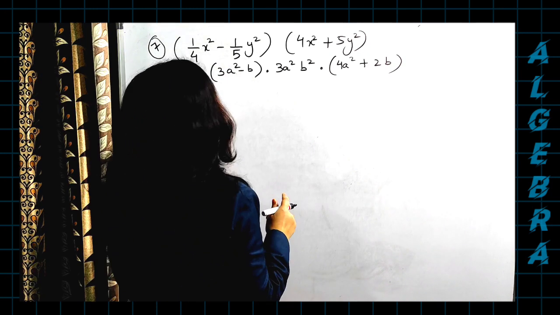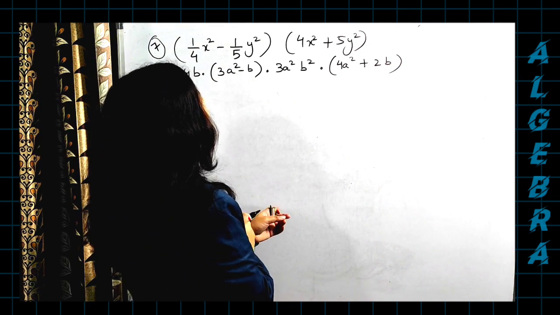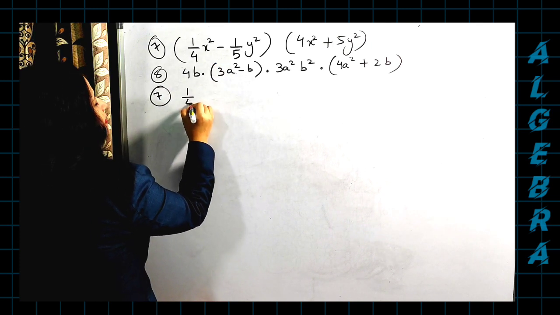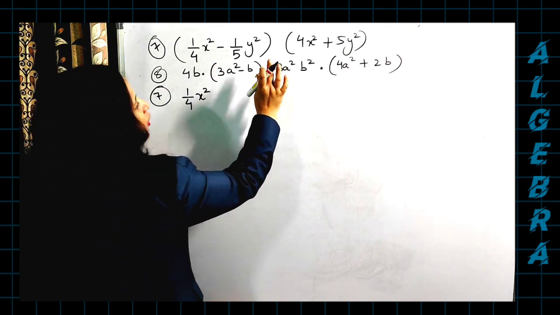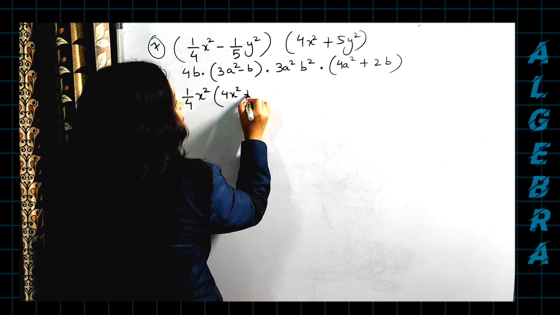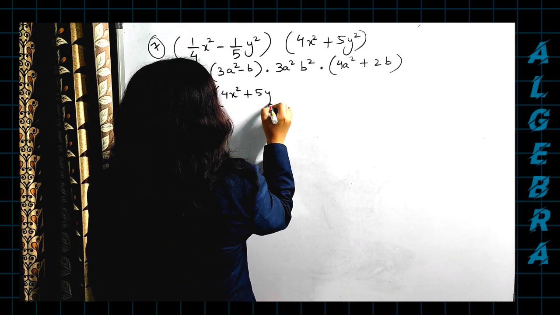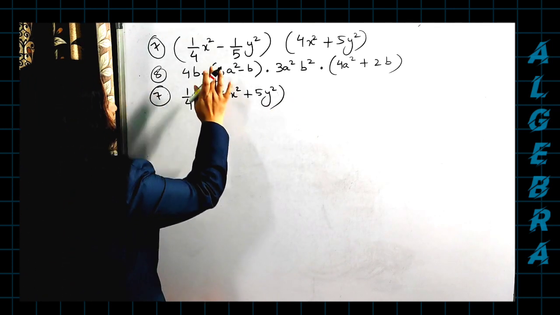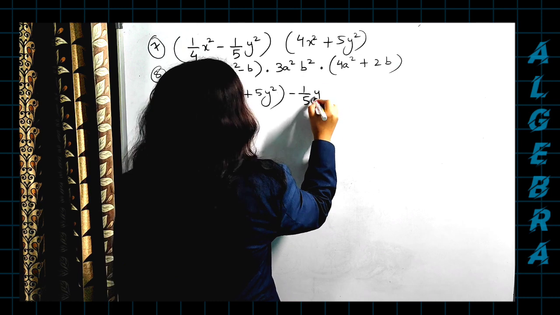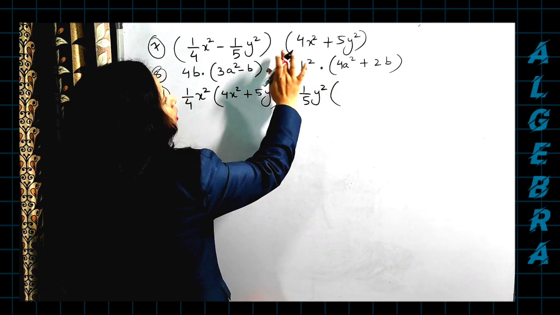Here you have two binomials, as you can see in the question. So what I am going to do, I will write the first term, 1 by 4 x squared, simply, and the whole of the second expression, 4x squared plus 5y squared, right? Then minus 1 by 5 y squared and the whole of the second one.